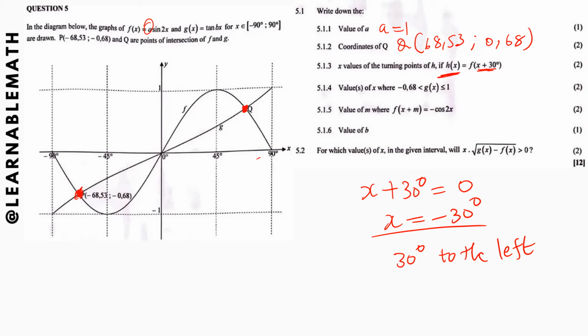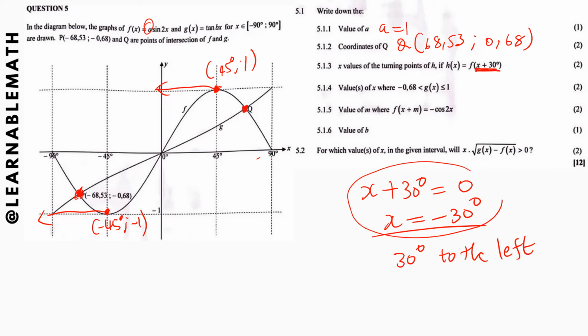Okay, so 30 degrees to the left, what does it mean? It means there is a turning point. You understand? The turning point there is 45 degrees and 1, and this side is negative 45 degrees and minus 1. What you do on the turning point, you are shifting it 30 degrees to the left. So in other words, you have to minus 30 degrees. A common mistake is that because they say x plus 30, people come and add 30, which is wrong, right? So basically you must first check how it was shifted.